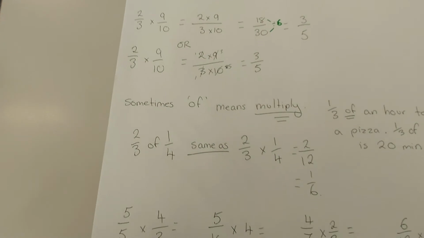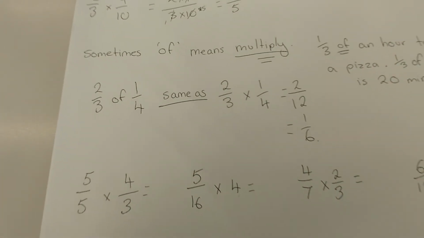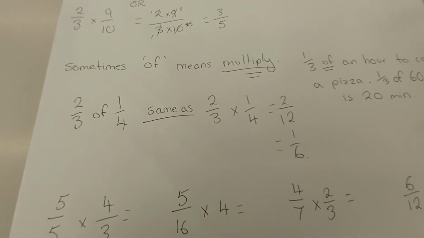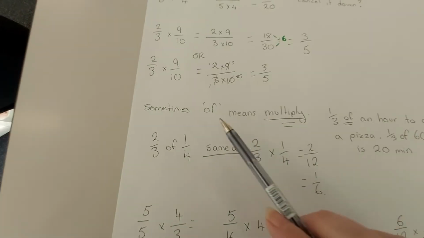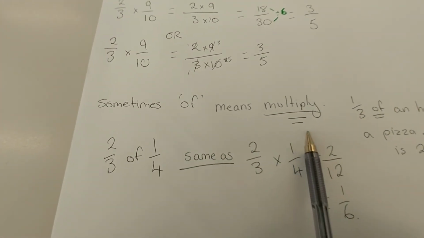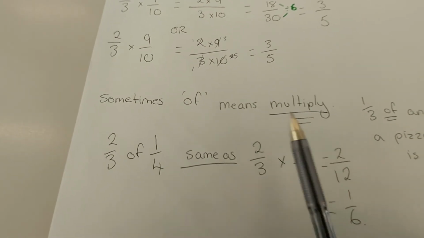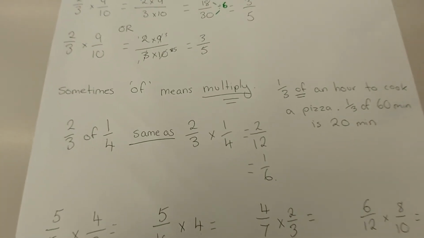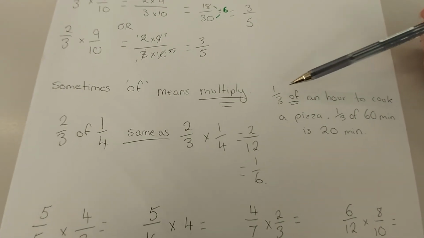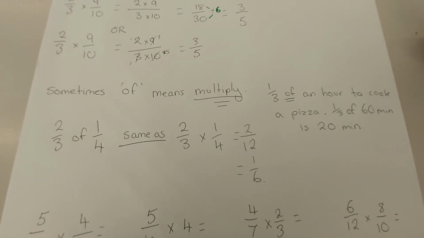There's another word that we use in our literacy part of maths, and that's the word "of". Sometimes the word "of" means multiply, and some of you I know are thinking she's off her head. That is not true. But think about this piece of language. One third of an hour to cook a pizza.